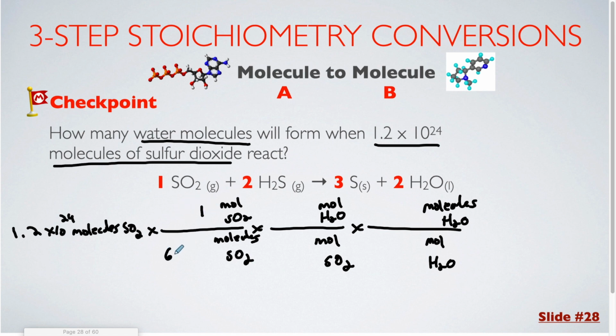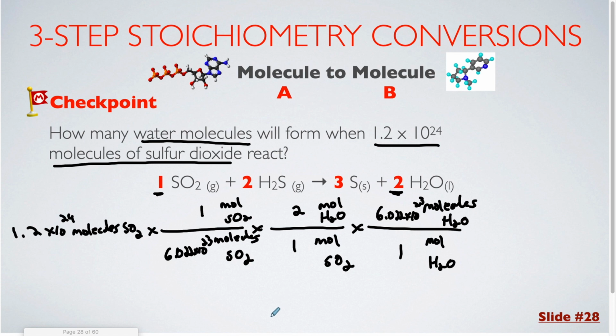1 mole is equal to Avogadro's number. Here I have my mole ratio. So water is a 2. Sulfur dioxide is a 1. And then 1 mole is equal to Avogadro's number again.